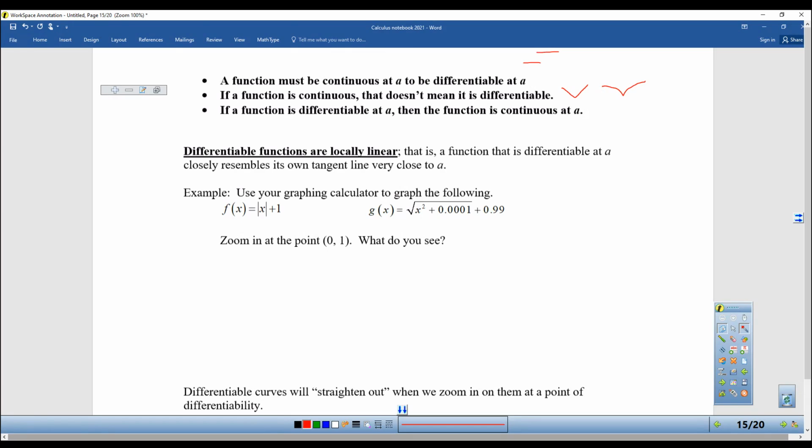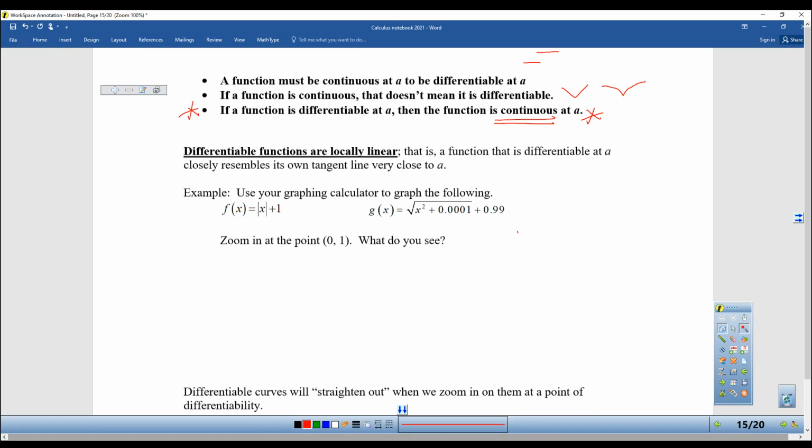If a function is differentiable, then it is continuous. This is key because sometimes somebody's going to say it's differentiable, and it's your job to know that that also means it's continuous. So as soon as somebody says it's differentiable, you can assume it's continuous. That's the important one to know.